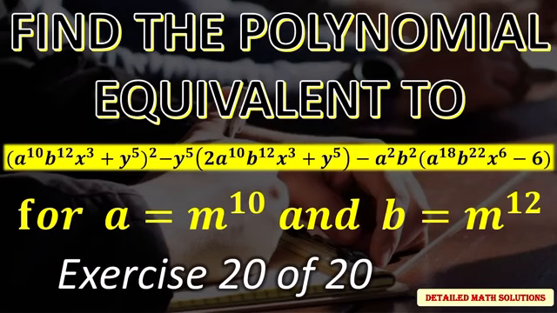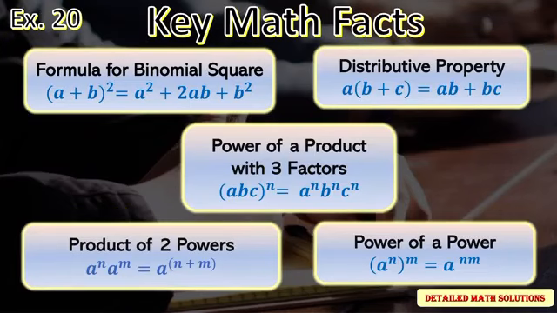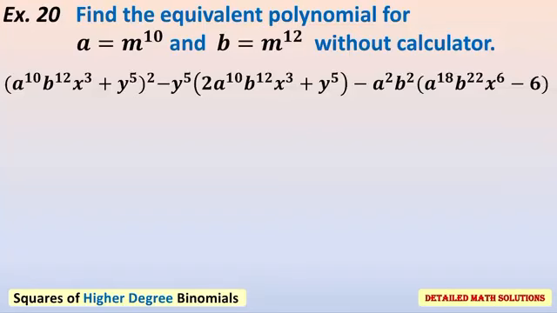In this video, I'm going to write step by step how to find the equivalent polynomial for a equals m to the 10th power and b equals m to the 12th power. To solve this exercise, I'm going to use the formula for binomial square, the distributive property, and the rules of exponents for power of a product with 3 factors, product of 2 powers, and power of a power. First, I'm going to simplify this polynomial, and then I will substitute a with m to the 10th power and b with m to the 12th power.